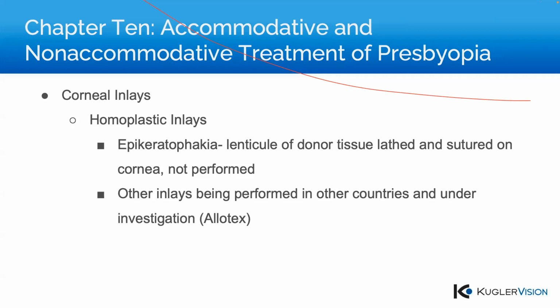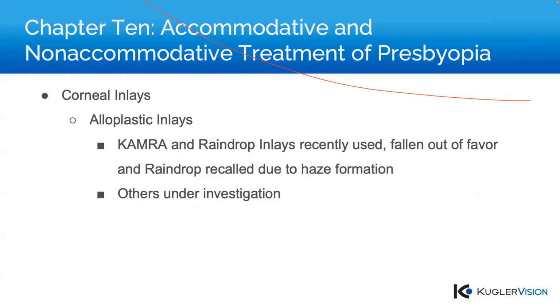There are other inlays that are being looked at in other countries used for hyperopia and presbyopia. There's a company called Allotex that takes human cornea tissue and can request whatever prescription you want, and then insert it under a LASIK flap to give increased reading power. And so that's something that is coming down the pipeline.